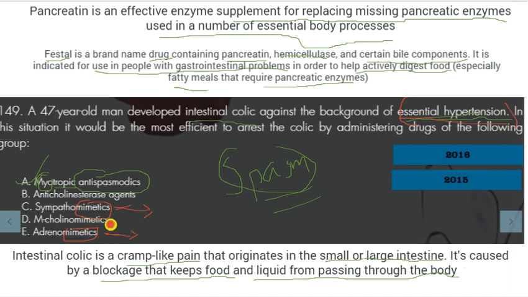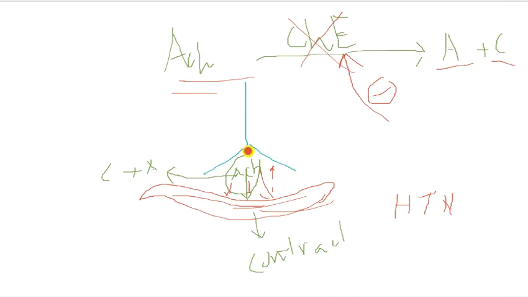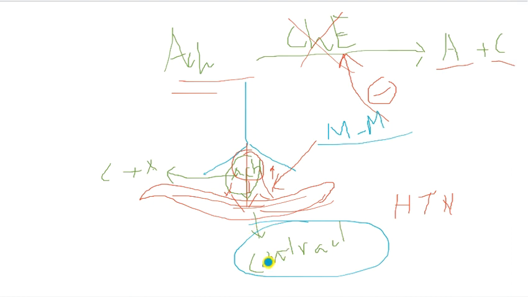Then M-cholinomimetics. M-cholinomimetics are drugs which favor acetylcholine, which means that instead of acetylcholine, we introduce an artificial neurotransmitter, that is, M-cholinomimetics. So it also leads to the contraction of smooth muscle. It is not favorable for essential hypertension.